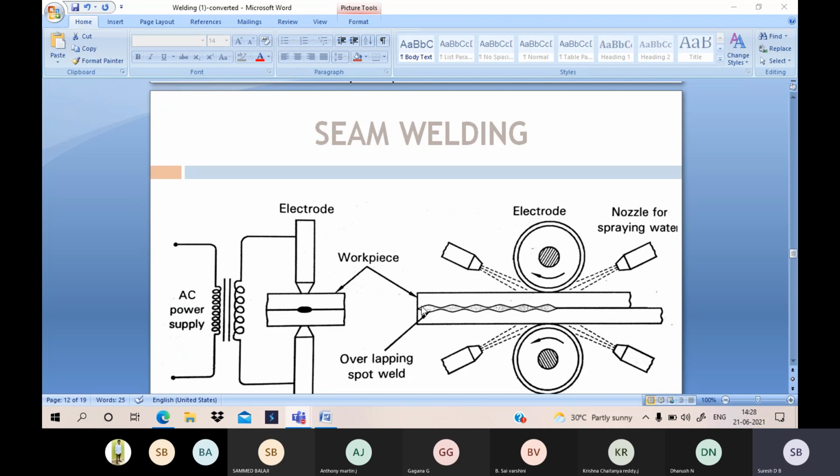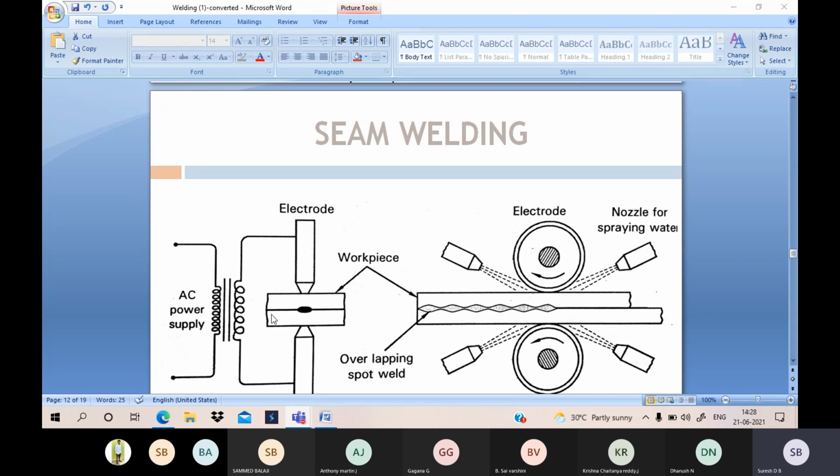Here a maximum amount of material is converted to liquid and joins both the pieces. Here only a small amount of material is converted to liquid, then both the pieces are joined, like a sinusoidal wave. This type of welded joint formation is present in between both the pieces. This is the front view of the welding process. Once you check the side view, this is the side view.